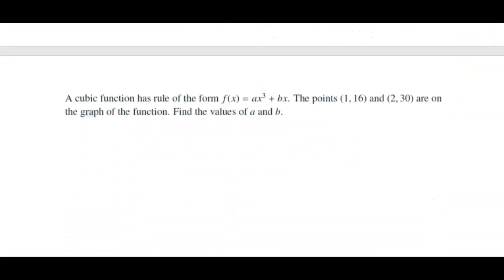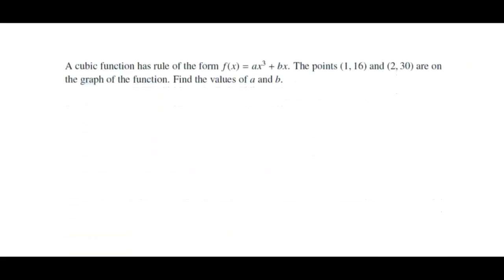Let's look at another example. In this particular case, we have the rule of the cubic function where we have two items missing: the coefficient of x cubed and the coefficient of x. They're both given by the letters a and b. Because there are two items missing, they've given us two pieces of information in this question. They're saying the points (1, 16) and (2, 30) lie on the graph of this function.